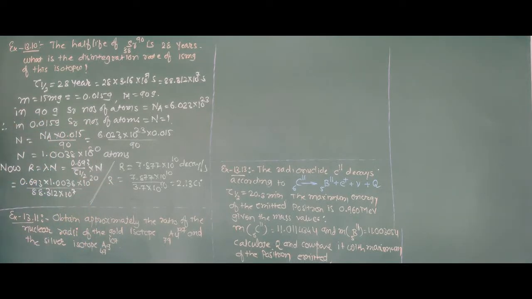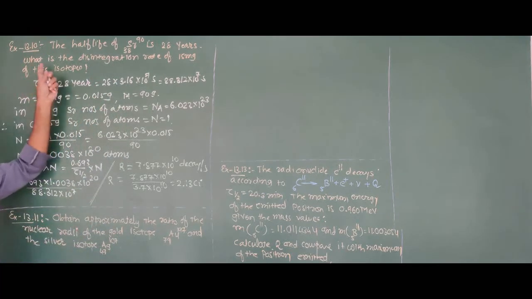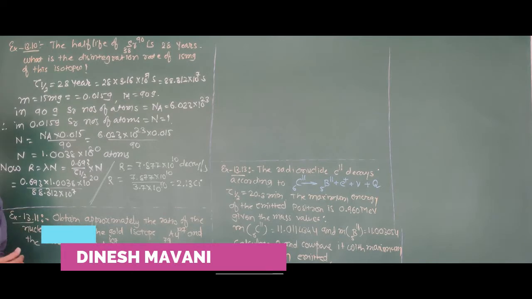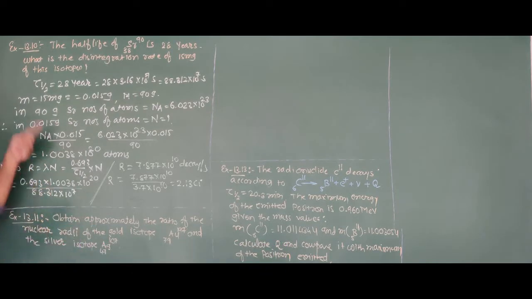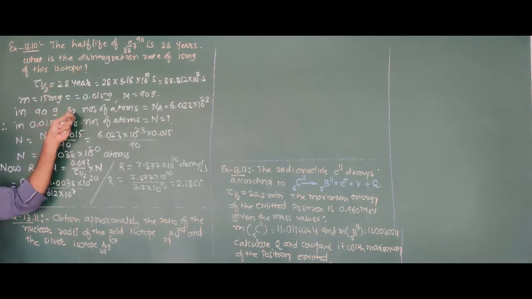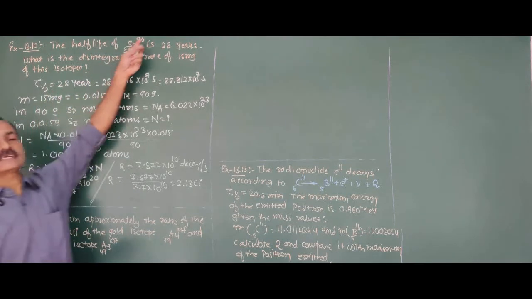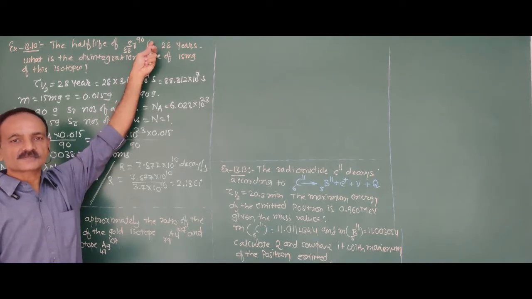So, where is numerical? Here, the half-life of strontium is given, the 28 year. What is the disintegration rate? That means we need to find out the activity of 15 milligram of strontium. For that purpose, the half-life is given, and also the quantity or the amount of strontium is given, 15 milligram. First, we need to find out the number of atoms present in 15 milligram. For that purpose, in 90 gram, 90 is the atomic mass of the strontium.